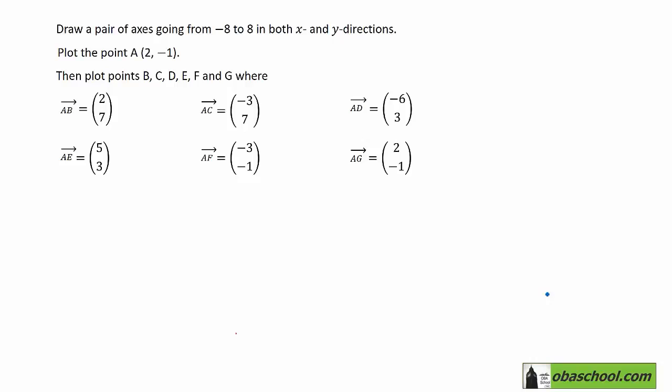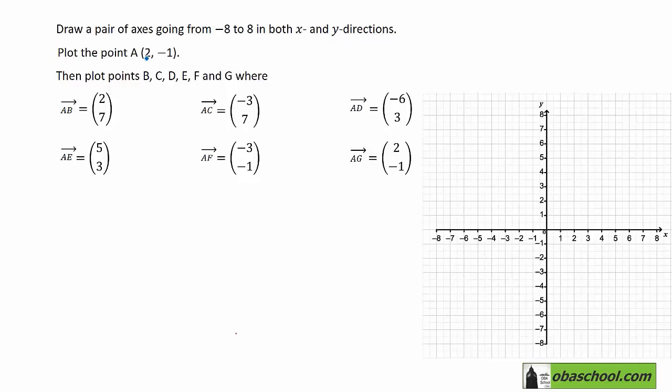In this tutorial, we're going to be talking about plotting points, as in vectors. Draw a pair of axes from -8 to 8 in both x and y directions. So you're going to have to basically draw your own graph. And on the system, we're going to be plotting some points. Now plot the point A, where it has x 2 and y -1.